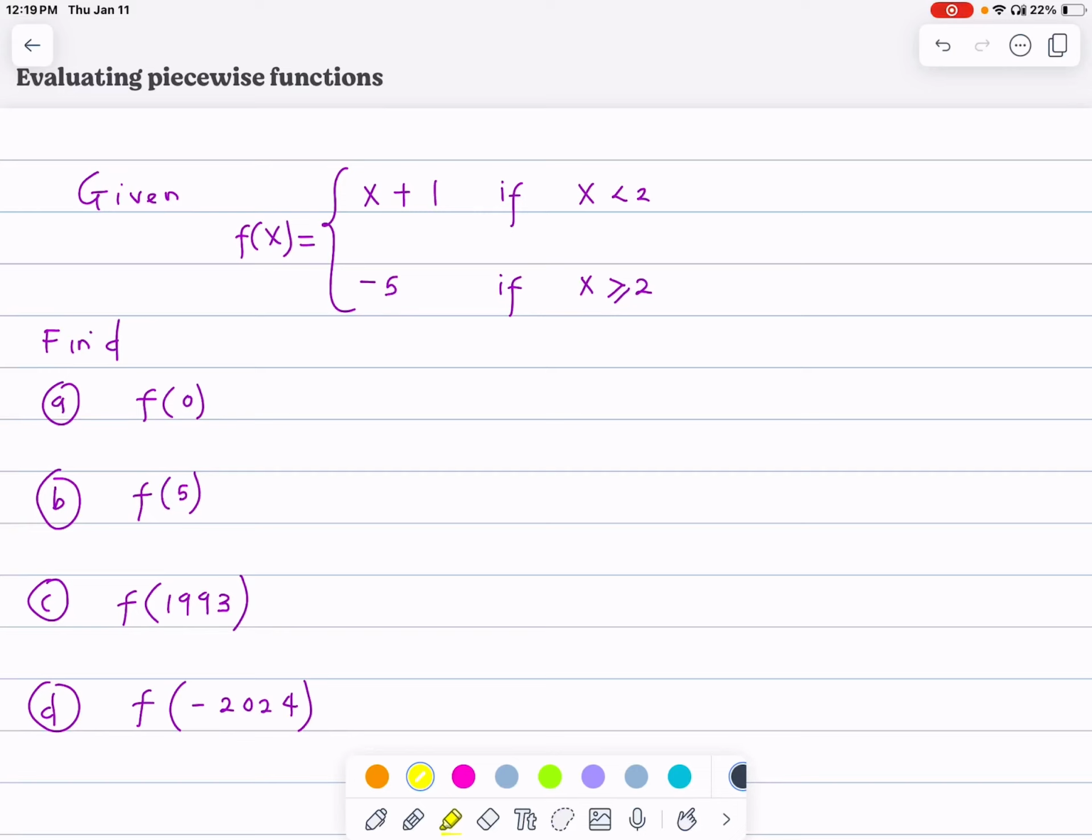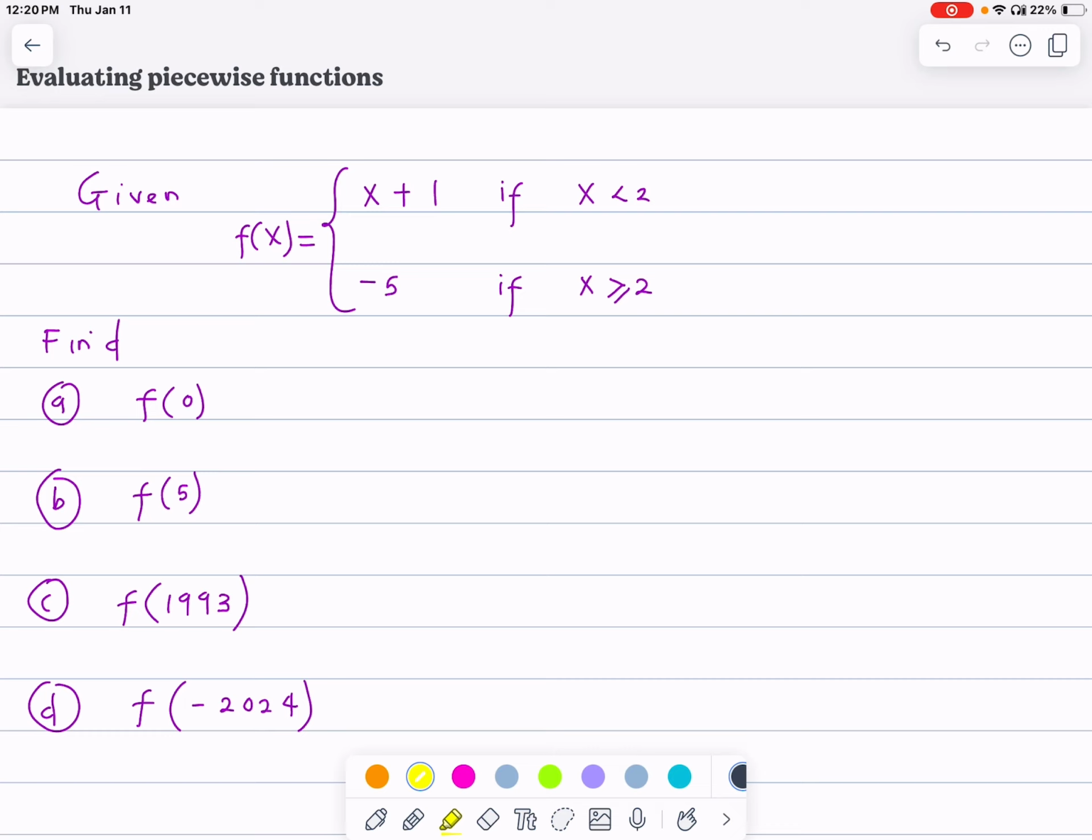This piecewise function f of x equals x plus 1 if x is strictly less than 2, and -5 if x is greater than or equal to 2. We want to evaluate f of 0. Okay, so how can I do this?